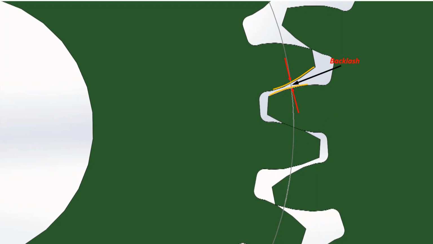Backlash. It is the difference between the tooth space and tooth thickness. The tooth space is generally bigger than the tooth thickness, and backlash is provided to avoid locking of gears. That's all for gear terminology.